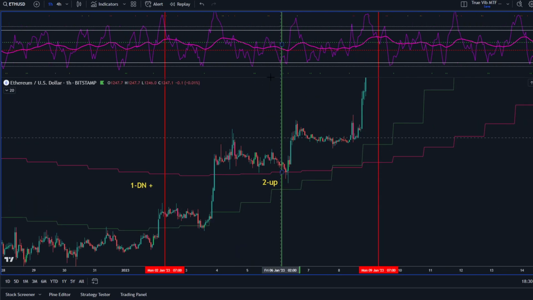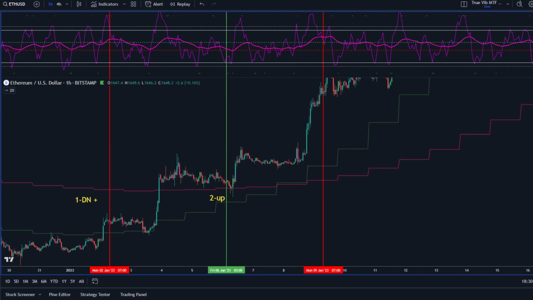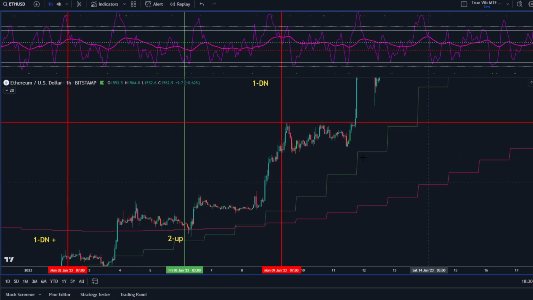So here's the counter, 2 up. We got a counter. Do we have a reason to take that counter? Well, there's a swing failure with it. So I could enter that counter right there. And guess what? Nice move higher that I would have participated in. I like that. That works out very well for us, right? Into this big 1 down. There is reason to take this 1 down. We have divergence here, but it doesn't pay off too well.